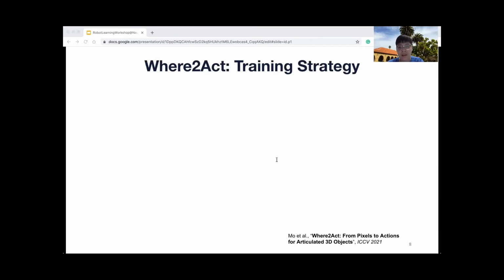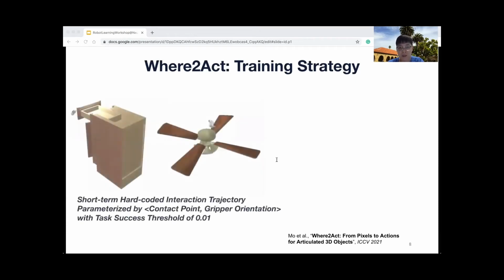For collecting the simulated interaction in SAPIEN, we hand-code task-specific short-term interaction trajectories for the skills and parameterize them with the initial contact point and gripper orientation. In the scope of this work, we only study short-term tasks by using a task success threshold of 0.01.